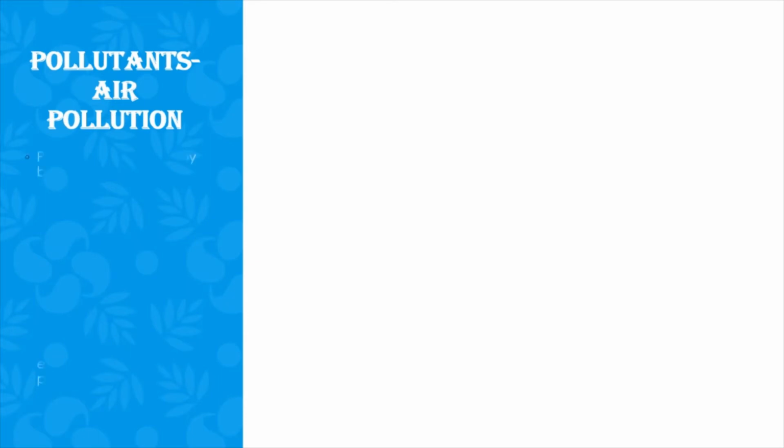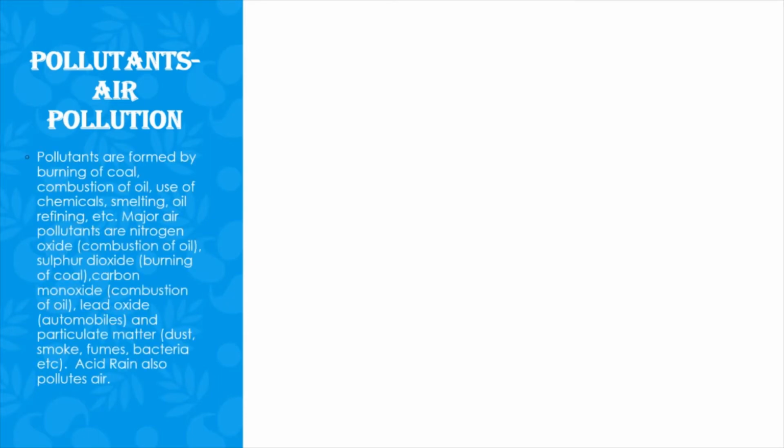Air pollutants. Pollutants are formed by burning of coal, combustion of oil, use of chemicals, smelting, oil refining, etc. Major air pollutants are nitrogen oxide, from combustion of oil; sulfur dioxide, from burning of coal; carbon monoxide, from combustion of oil; lead oxide, from automobiles; and particulate matter: dust, smoke, fumes, bacteria, etc. Acid rain also pollutes air.